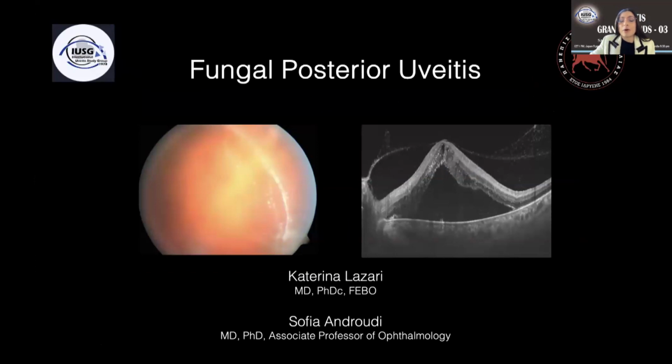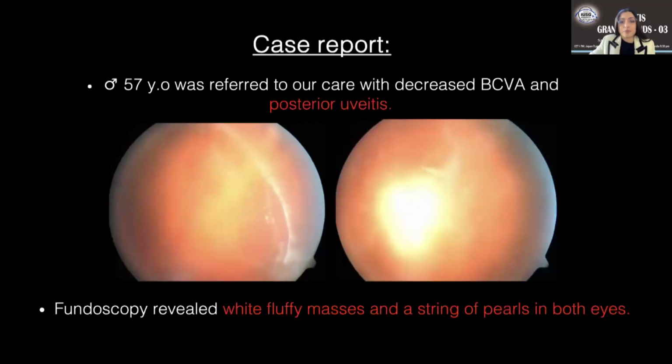Today, we're going to discuss fungal posterior uveitis. Our case is a 57-year-old man who was referred to our care due to a severe posterior uveitis. As you can see, the posterior segment view was very hazy, but we could appreciate white fluffy masses and a string of pearls in both eyes. A strong clinical suspicion of fungal endophthalmitis was then raised.